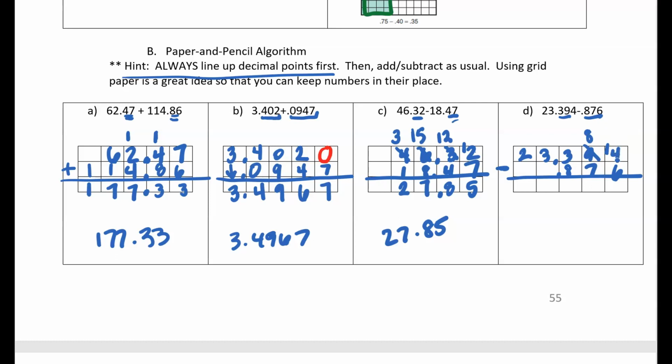So 14 minus 6 is 8. 8 minus 7 is 1. I can't do 3 minus 8, so I've got to borrow 1 from the left, and then it sends 10 over here. So 13 minus 8 is 5. I carry down those decimal places, and then the 2 just comes down, and this 2 just comes down. So I'm left with 22.518 there. Okay.